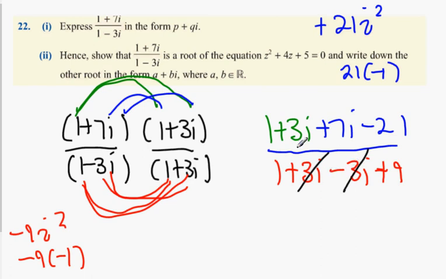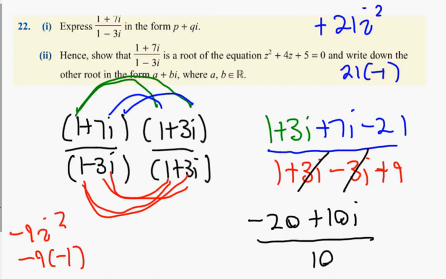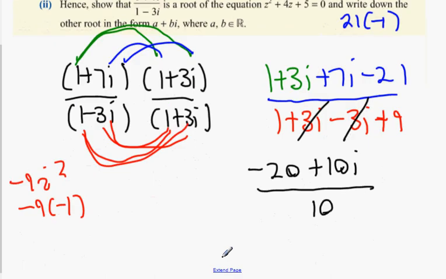So what we're left with is 1 minus 21, minus 20, 3i plus 7i, 10i, and then 1 plus 9, 10. Okay guys, so we have minus 20 plus 10i over 10. Minus 20 divided by 10 is minus 2, 10i divided by 10 is i. It's going to be minus 2 plus i.